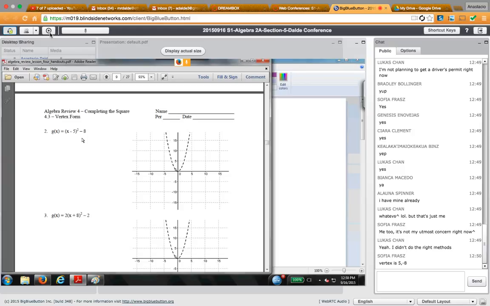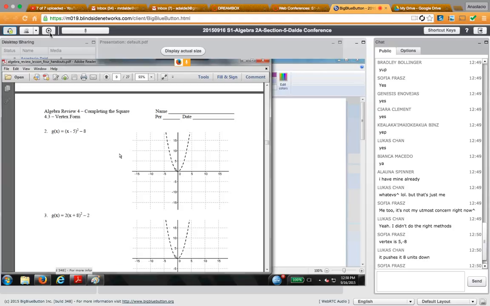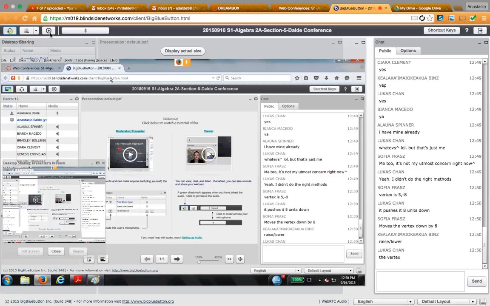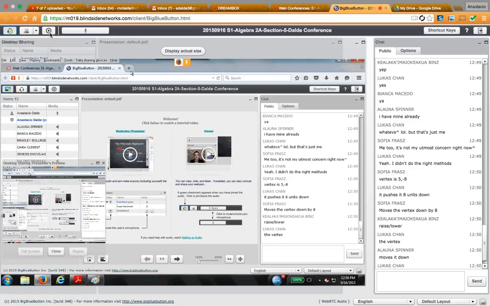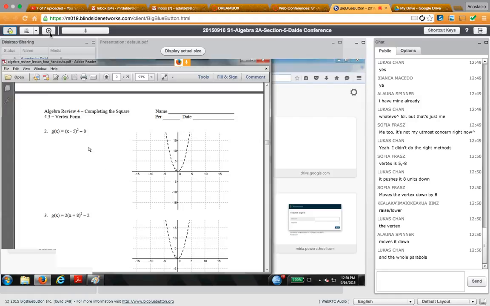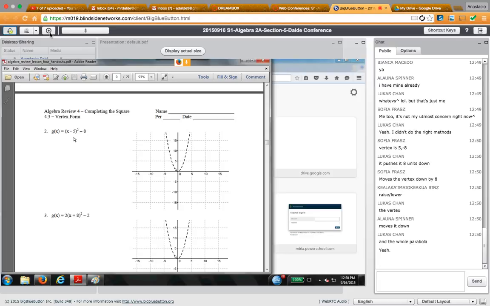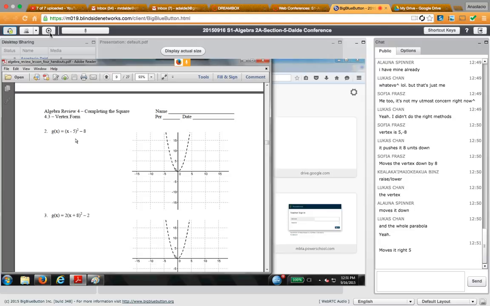All right, so the vertex, Sophia's already got it. The vertex is at positive 5, negative 8. My question really was, what does the negative 8 do? It takes my graph and it moves it down 8, exactly. And then what does this negative 5 do? Do you see this negative 5 right here? What does that do? It moves it to the right, exactly.